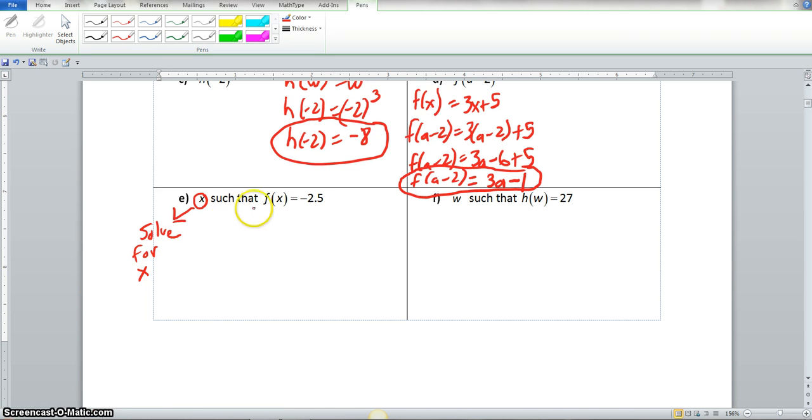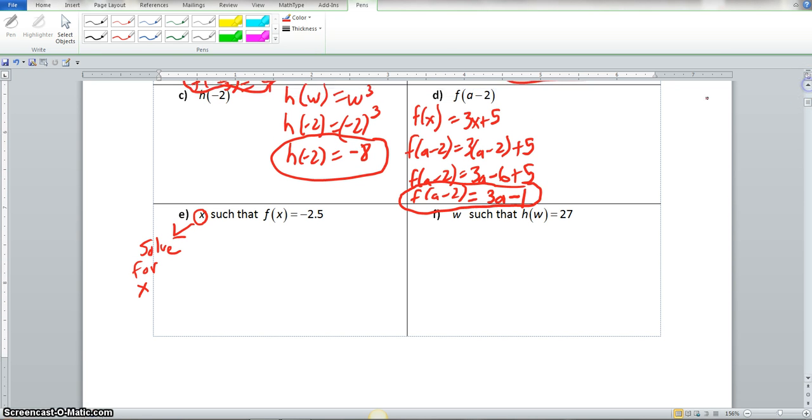So now we have to determine what x is when f of x is equal to negative 2 fifths. We already know from the earlier examples that f of x is equal to 3x plus 5. So we're going to replace f of x with 3x plus 5 and set it equal to negative 2 fifths. Now we would take this value and solve for x.